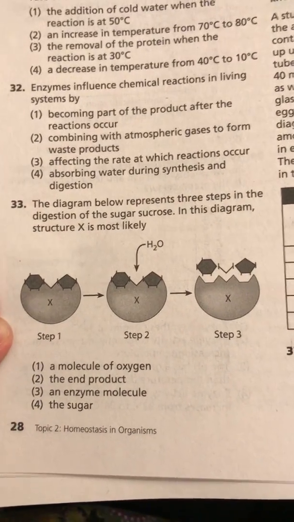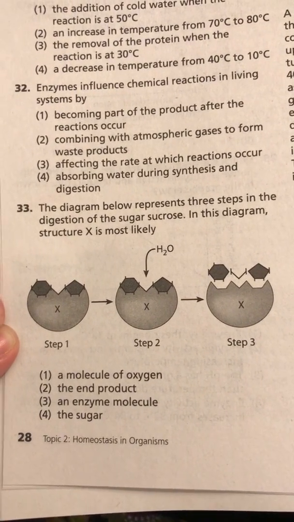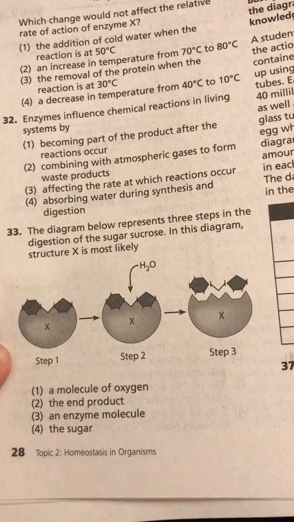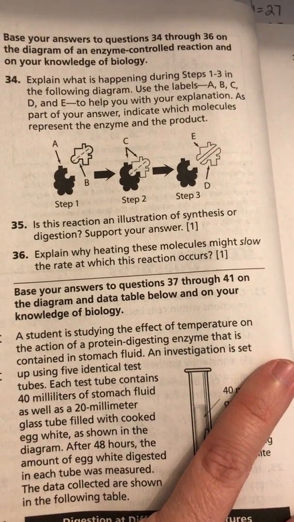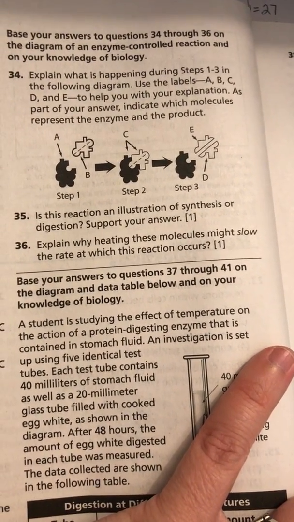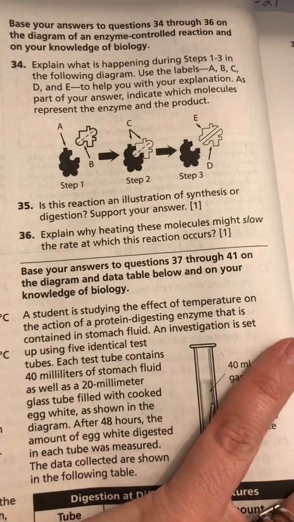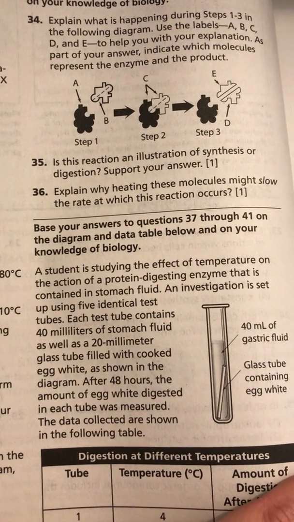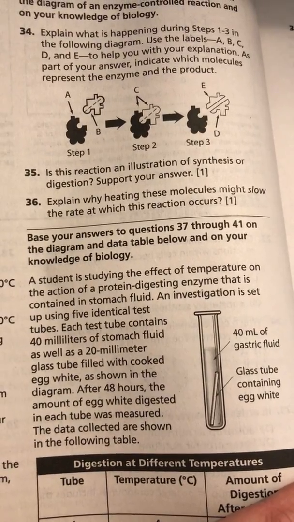Number 33. The diagram below represents 3 steps in digestion of the sugar sucrose. In this diagram, structure X is most likely 1. A molecule of oxygen, 2. The end product, 3. An enzyme molecule, or 4. The sugar. Number 34. Explain what is happening during steps 1 through 3 in the following diagram. Use the labels A, B, C, and D to help you with your explanation. As part of your answer, indicate which molecule represents the enzyme and which the product. 35. Is this reaction an illustration of synthesis or digestion? Support your answer. And 36. Explain why heating these molecules might slow the rate at which the reaction occurs.